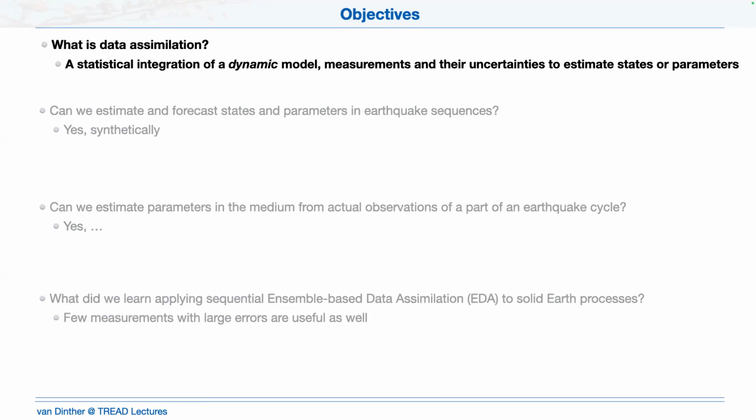So data assimilation is essentially statistical integration of a dynamic or physics-based model, measurements, and their uncertainties, where we want to estimate the state, so the solution variables, and/or the parameters.